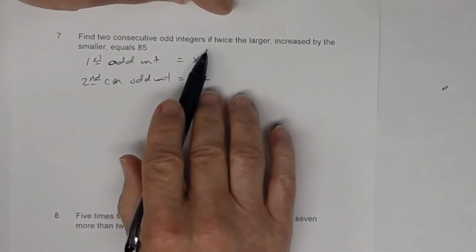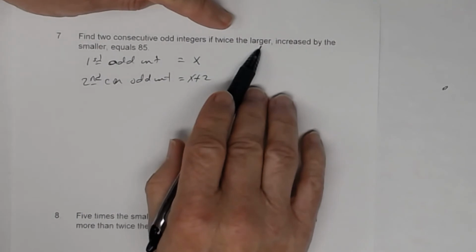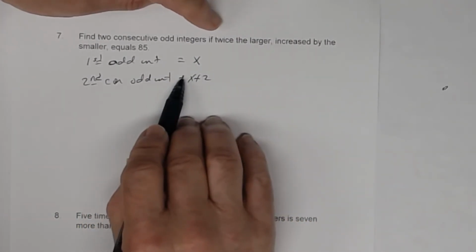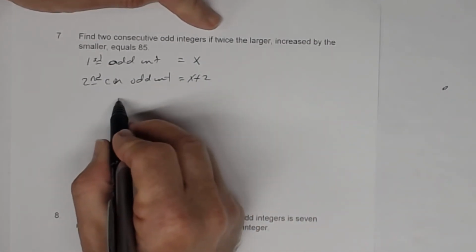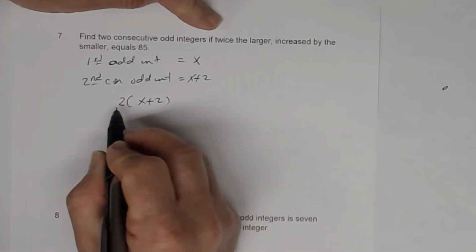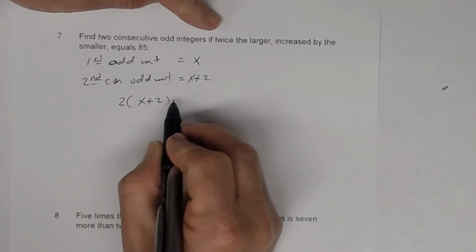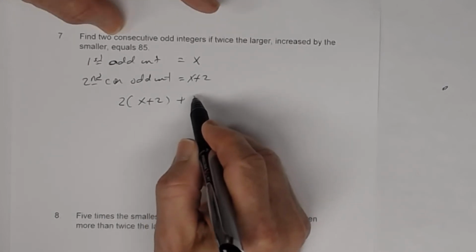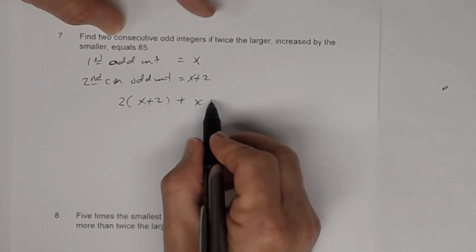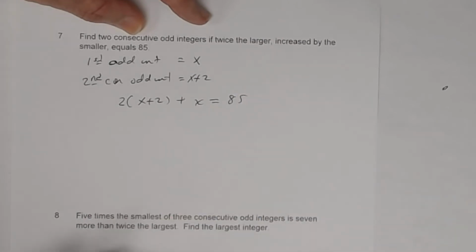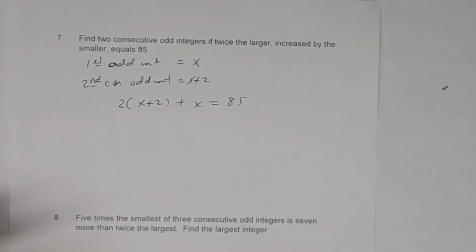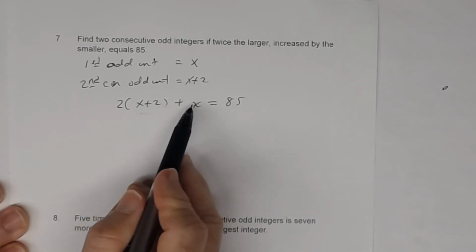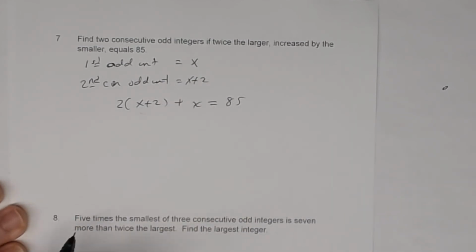And then you're going to write down your equation. You're told twice the larger. So this is a larger one right here. You're going to multiply that by 2. So be careful. You're going to say 2 times x plus 2. So that's what we mean by twice the larger. Put that in parentheses. Increase, what does increase mean? To add. So increase by the smaller. Well, the smaller is x. And what should that equal? 85. So there's your equation. Okay? So twice the larger, notice the parentheses, increase by the smaller, that's the smaller, is 85.